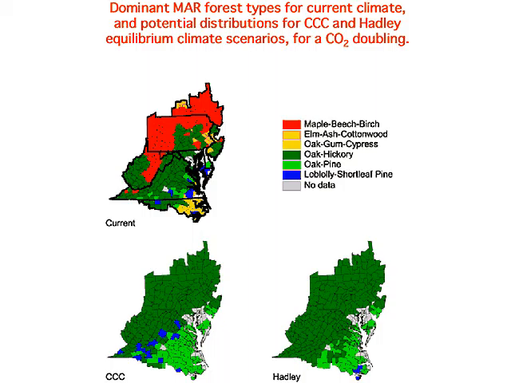This particular overhead shows the forest cover in terms of dominant species in the Mid-Atlantic region. The top figure here shows the current distribution of dominant species in the Mid-Atlantic region. And if you can't read the little labels over here, that's not important. What is important is that the bottom two show the projected distribution of dominant tree species in the Mid-Atlantic region under the Canadian model and under the UK model. And they're both quite different from that top one.